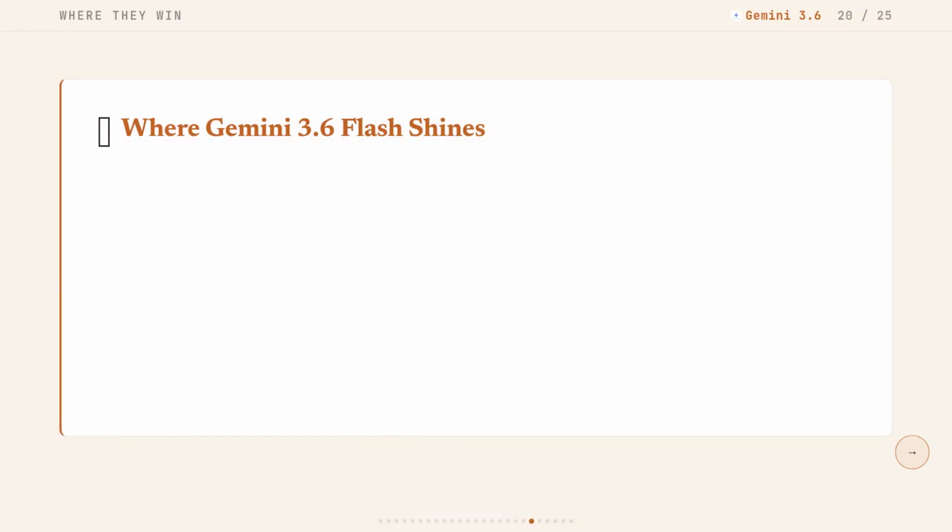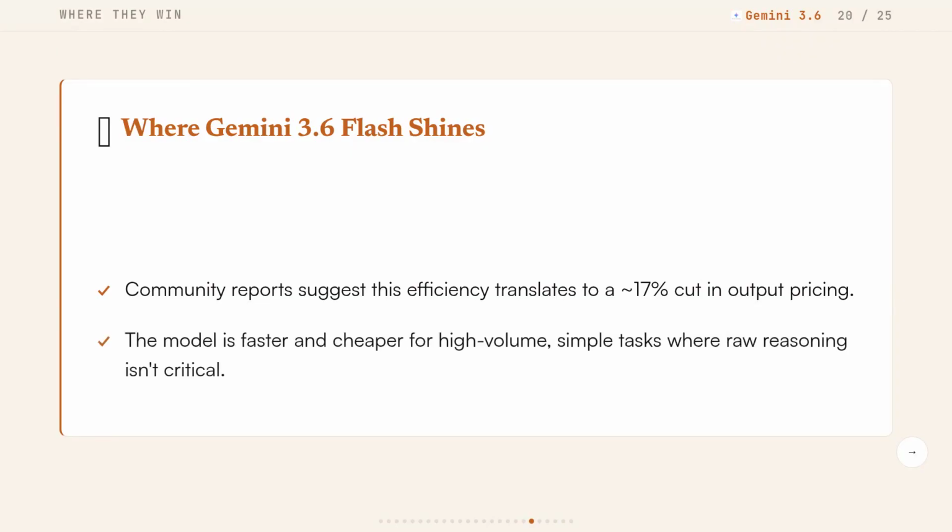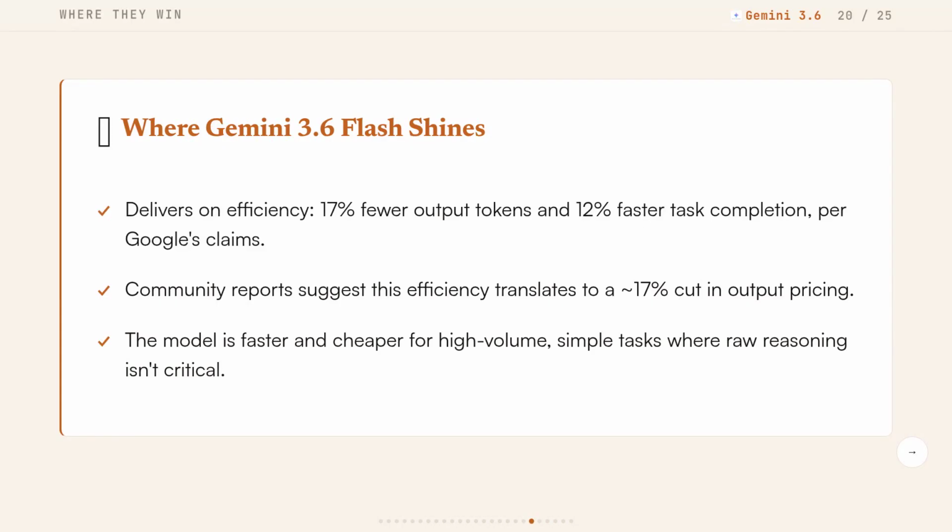So here's where Gemini 3.6 Flash actually makes sense. If you're running high-volume, simple tasks and paying the old price per token, you're now paying 17% less, you're finishing 12% faster, and you're not burning budget on batch jobs that don't need deep reasoning. So for classification, summarization, and high-frequency simple calls, Gemini 3.6 Flash is the right tool.